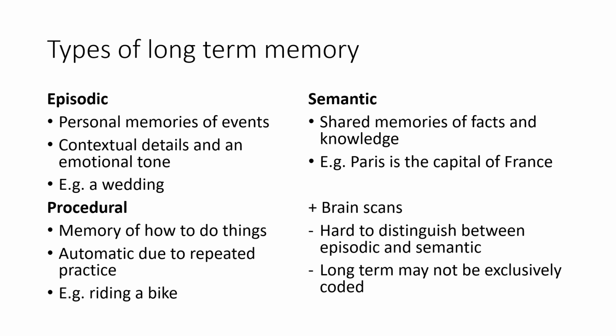And then semantic is shared memories of facts and knowledge, for example, Paris is the capital of France. Support for these is brain scans, because it's been found that when people remember different types of memories, it lights up slightly different areas of the brain. However, it is hard to distinguish between episodic and semantic, because they're both shared things. And long-term memory may not be exclusively coded like this.